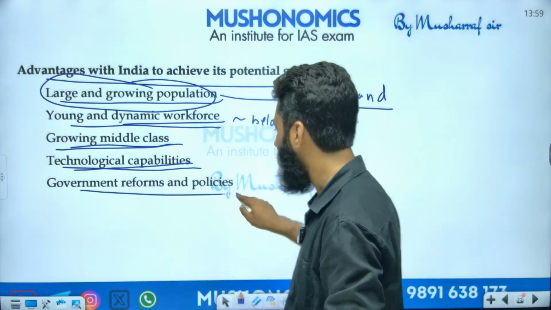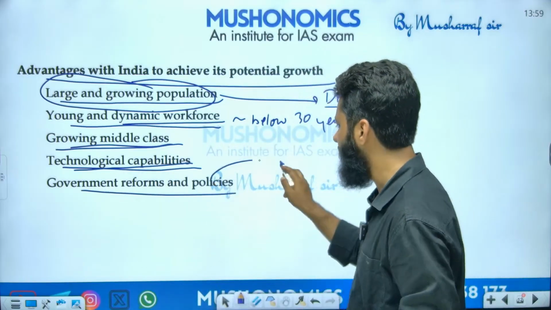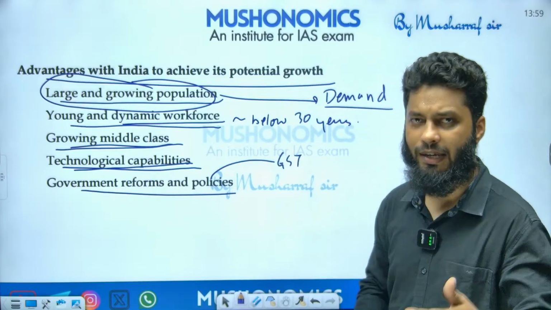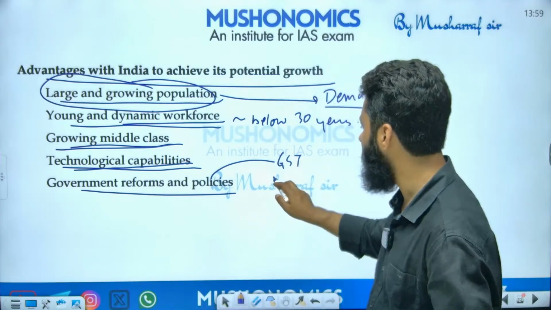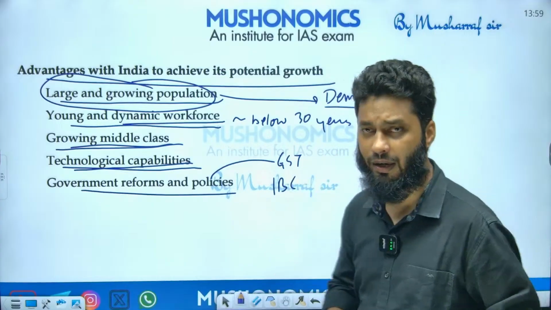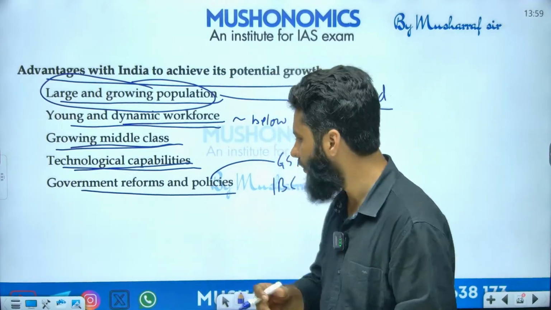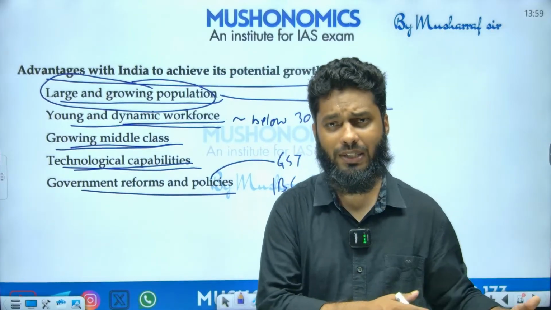Government reforms and policies, for example, reforms like GST implementation, reforms in the industrial sector, like the Insolvency and Bankruptcy Code, etc. When this happens, when the government comes with new policies, etc.